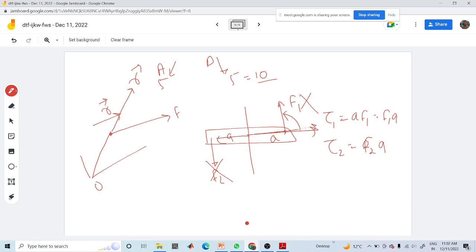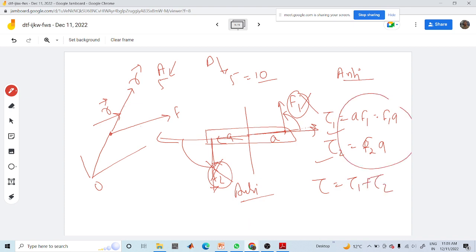Similarly, if you consider F2, what is the direction of R cross F? So R cross F is anti-clockwise. Now here R is in this direction, F is in this direction, so R cross F is also anti-clockwise, right? So the direction for tau2 and tau1 will both be the same. One tau1 because of F1, one tau2 because of F2. So what will be the total torque? The total torque will be tau1 plus tau2. So that's what I have added over here.